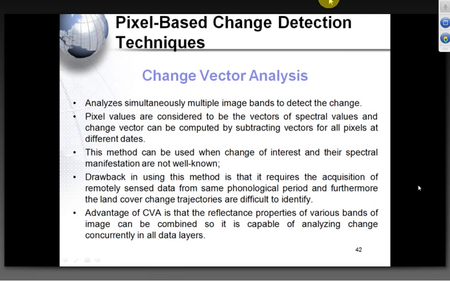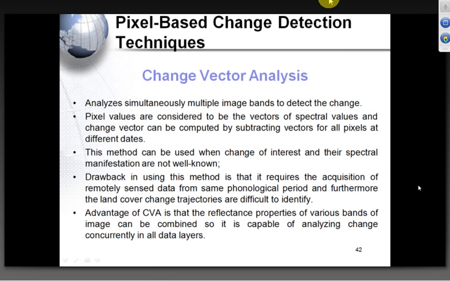There is a drawback in using this technique. The drawback is that it requires the acquisition of remotely sensed data from the same phenological period, and furthermore, the land cover change trajectories are difficult to identify. So this is one drawback in the CVA technique.